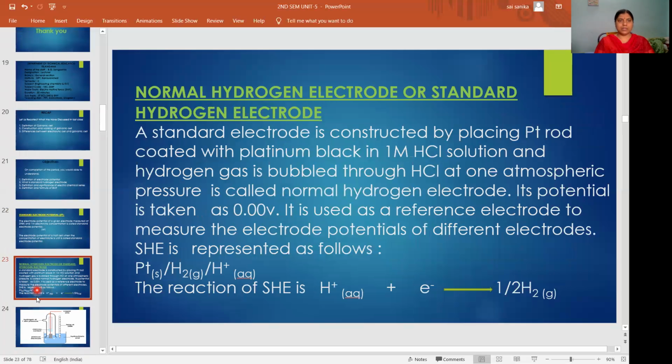So once again I will repeat. How is the standard hydrogen electrode? Here we are placing a platinum rod coated with platinum black in 1 M HCl, and onto that we are passing hydrogen gas at 1 atmospheric pressure. And here we are maintaining a temperature of 298 Kelvin. That type of electrode is called the standard hydrogen electrode. Its potential is 0 volts, and this electrode is taken as the reference electrode to measure the potentials of other electrodes.